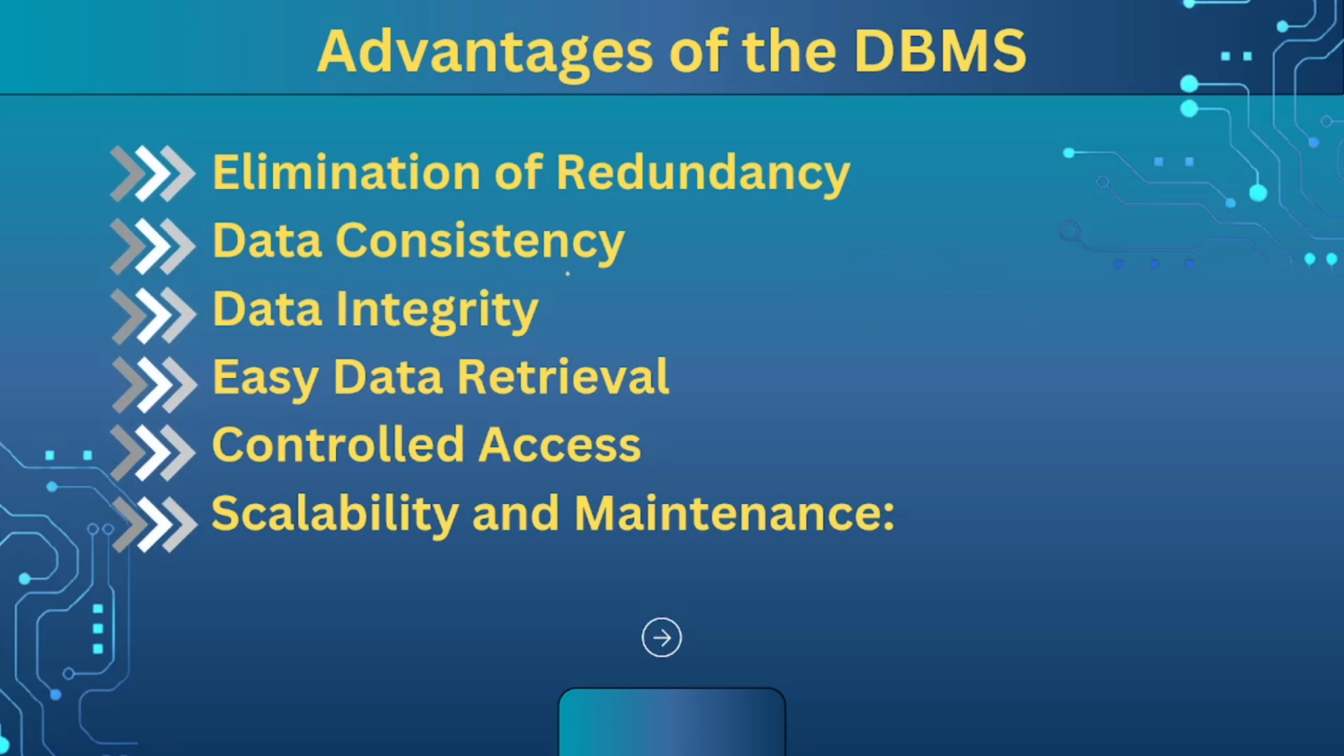And what is data consistency? Data consistency means the changes in one place will automatically be reflected in the other table. And what is data integrity? The relationship, because we have keys called primary key and foreign key, and by using them we maintain data integrity. Integrity means the trustworthiness of the data. Easy data retrieval: by using the select command we can easily get all the queries. Next one, controlled access. Different users can be assigned different access levels.